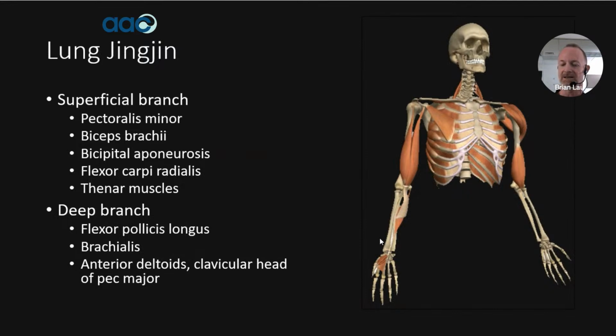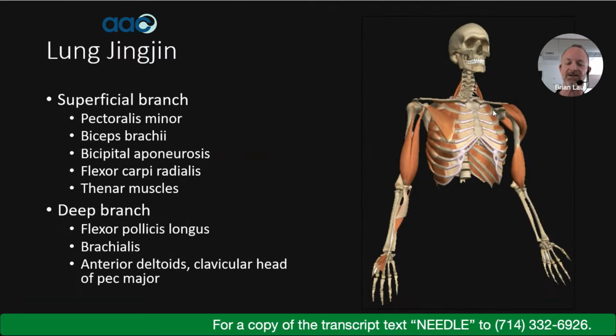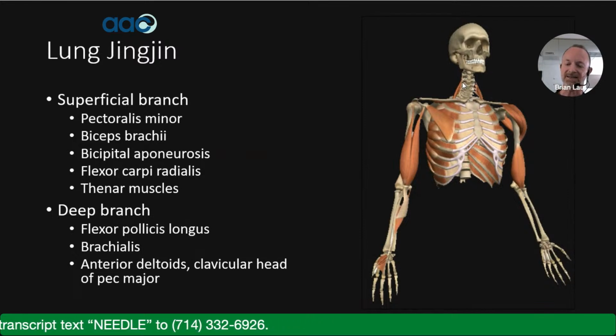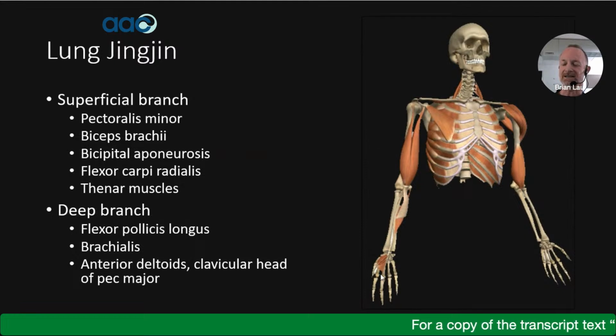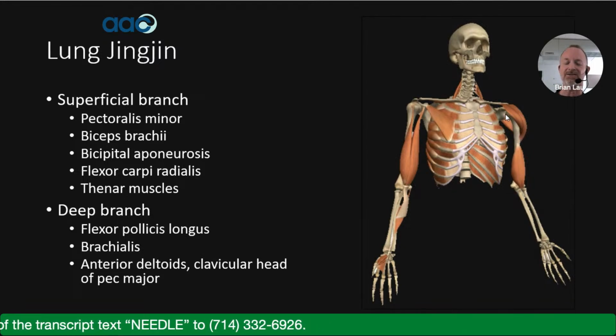There's also a deep branch of the sinew channel, which is the flexor pollicis longus. Flexor pollicis longus is the big thumb flexor. The brachialis, which lies deep to the biceps, is a little bit shorter. It just crosses the elbow joint. And then that links up with the anterior deltoids and the clavicular head of the pectoralis major. So we also have the scalenes in there, especially the anterior scalenes. I don't have that listed in my list. But there's that superficial branch all the way up from the thumb to the pec minor, and the deeper branch that lies underneath that.